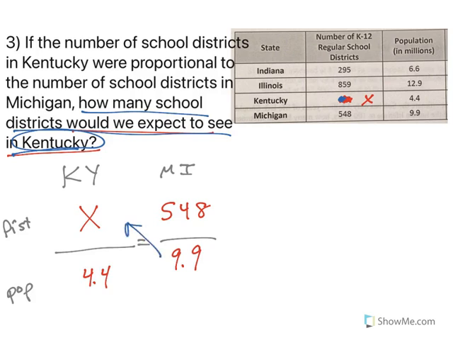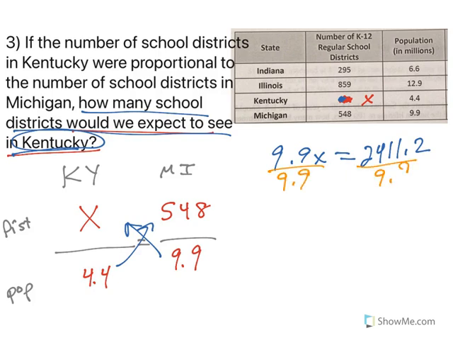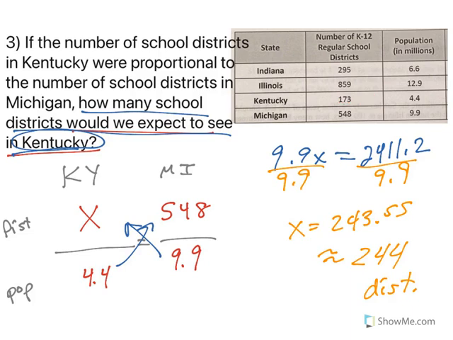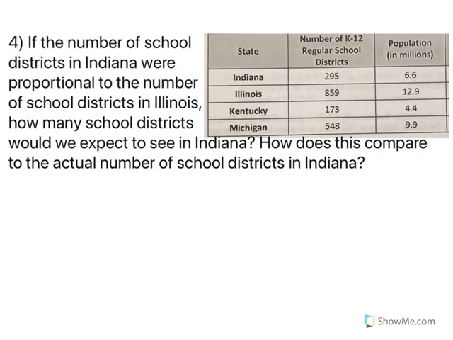So let's cross multiply, and we get 9.9x equals 2,411.2. We divide both sides by 9.9, and x is 243.55. So to round to the nearest whole number, we would expect Kentucky to have 244 districts. So you can see the actual versus the expected. We would expect them to have 244. They actually have 173. So very different, very different.